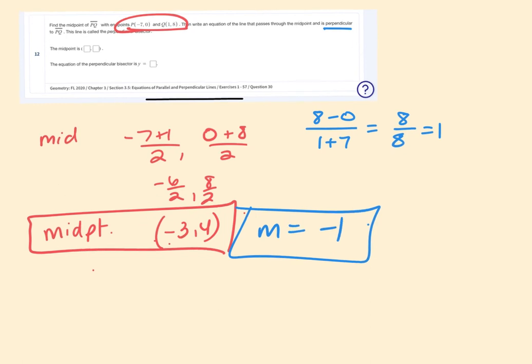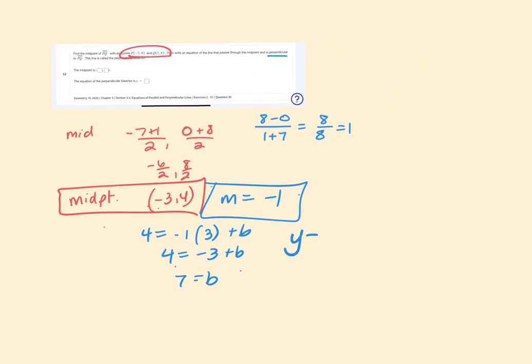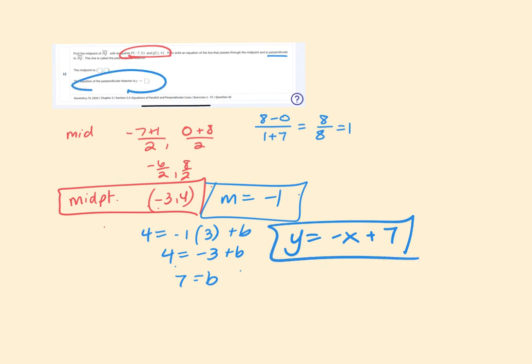Now I use these two pieces of information and plug them in. Do you do point slope or y equals mx plus b? Okay, so y, which would be 4, equals m, -1, times x, which is -3, plus b. 4 equals 3 plus b, and b equals 1. So my equation is y equals -x plus 1. That would be the perpendicular one, yeah.